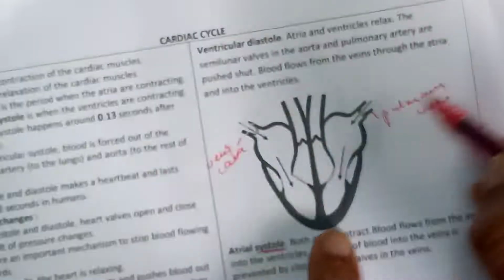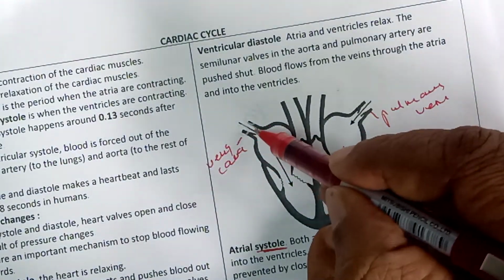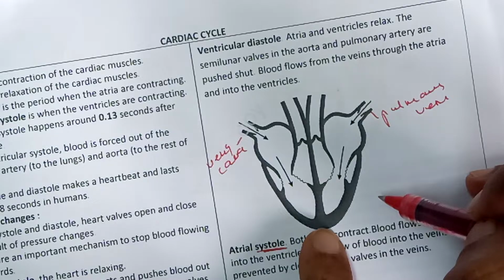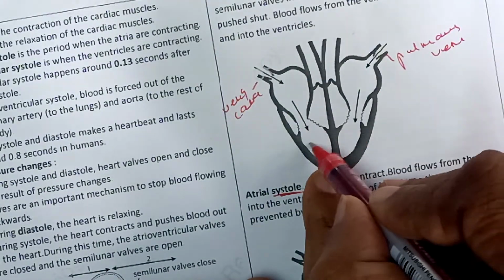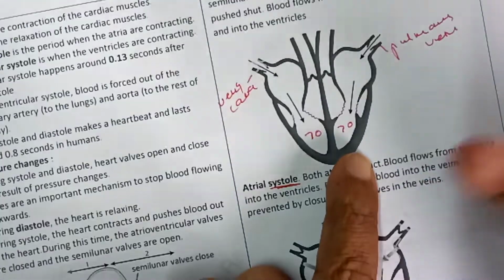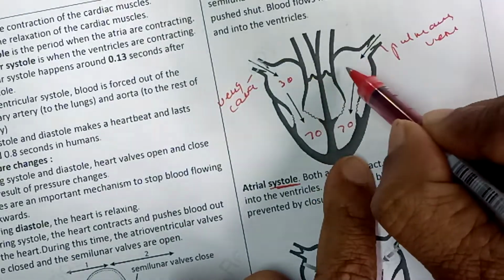This deoxygenated blood and oxygenated blood get into the heart, so it fills both of them. For example, there is 70 centimeter cube here. Say for example, I give you an example just to understand. And this is 30.